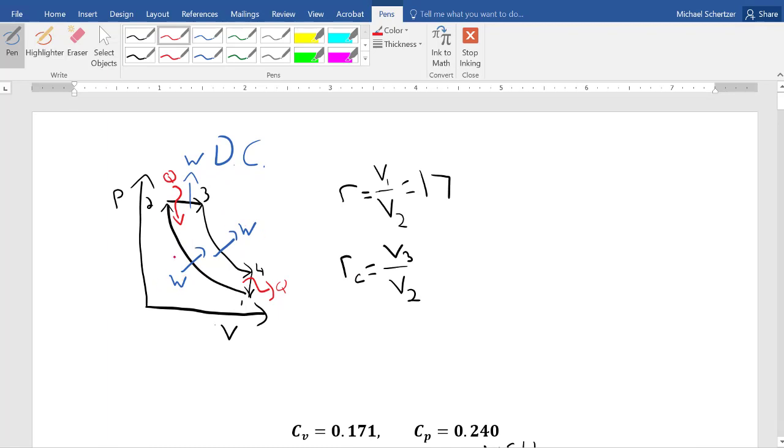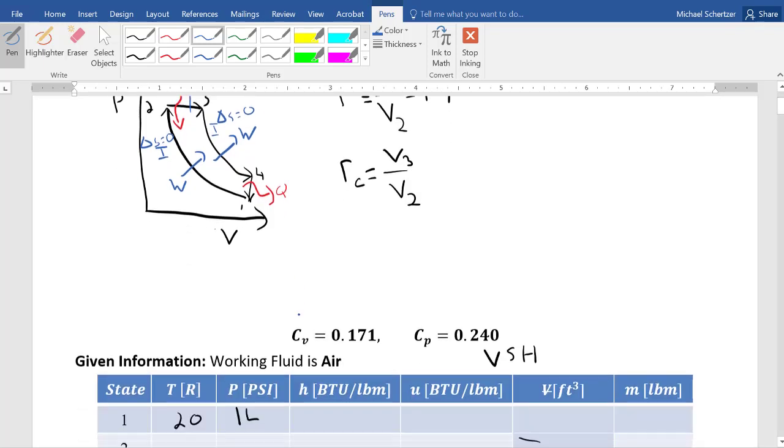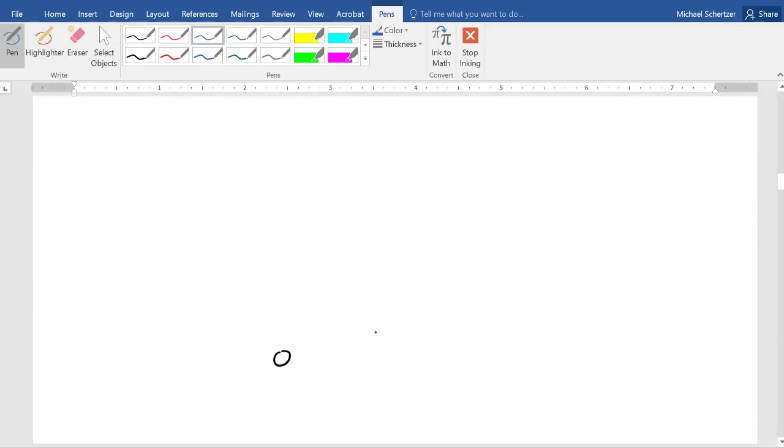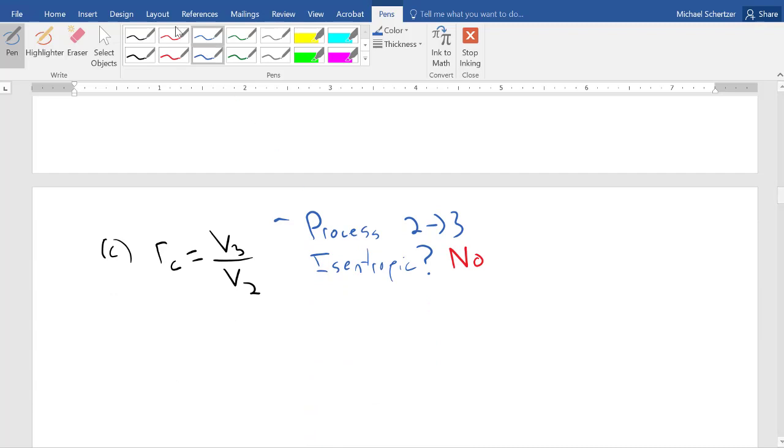So it might be good to identify those here when I draw this out, right? So here I can say that this process from 1 to 2, that's isentropic, because there's only work. From 3 to 4, this is also isentropic, right? Or maybe it's better to say delta S is equal to 0, right? Anytime there's heat transfer, it's not isentropic. So I can't use an isentropic relationship.